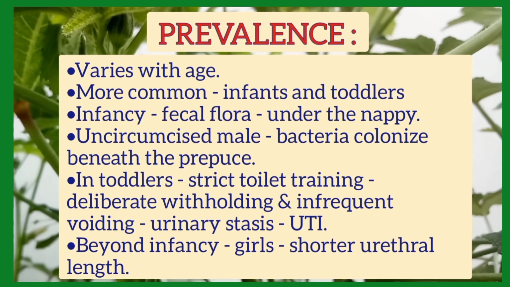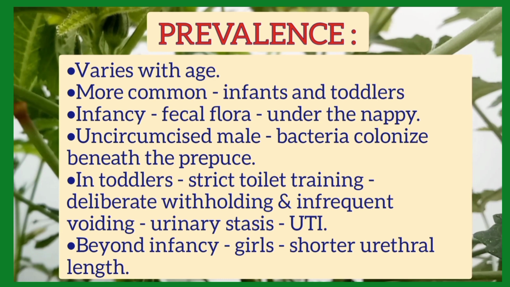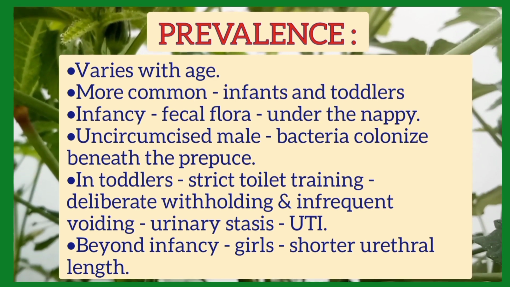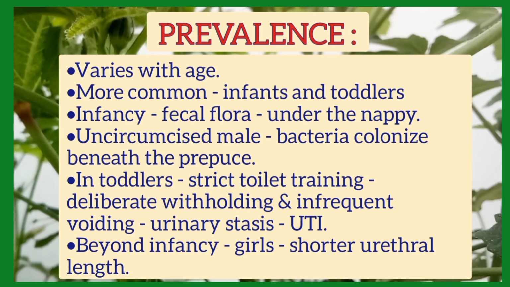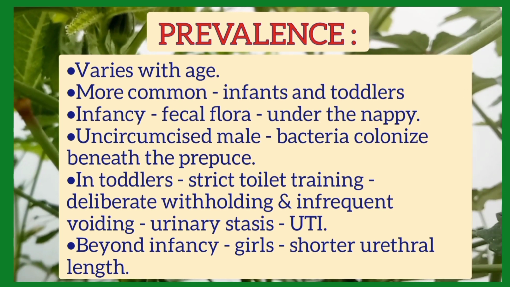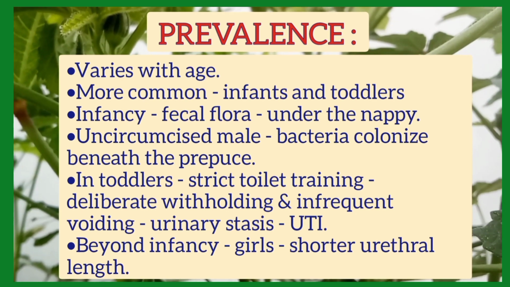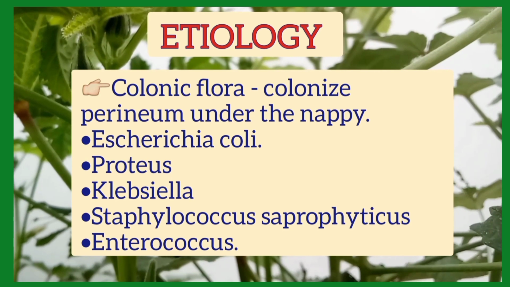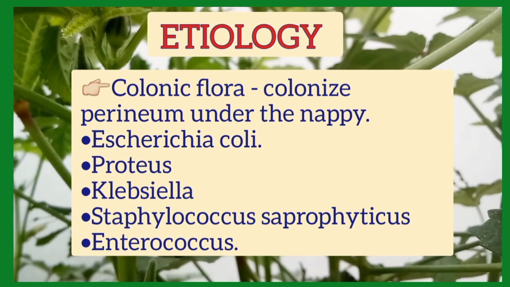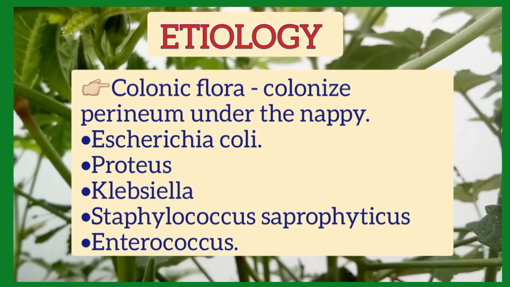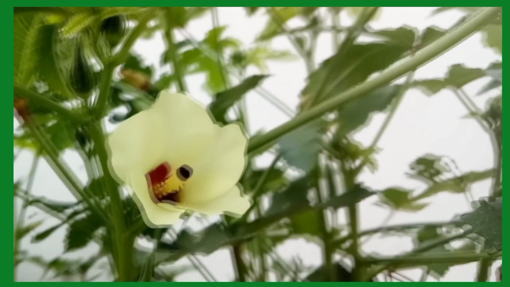In toddlers, strict toilet training, deliberate withholding, and infrequent voiding lead to urinary stasis, which can result in urinary tract infection. And beyond infancy, UTI is more common in girls because they have shorter urethral length. Now, UTI is caused by colonic flora which colonize the perineum under the nappy. These include Escherichia coli, Proteus, Klebsiella, Staphylococcus saprophyticus, and Enterococcus.